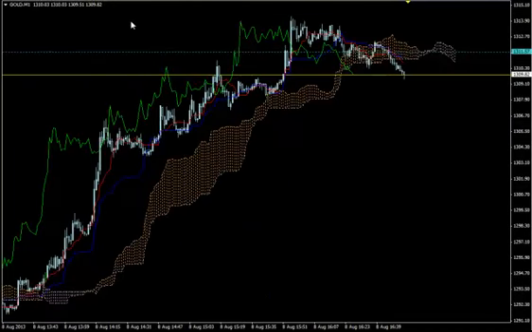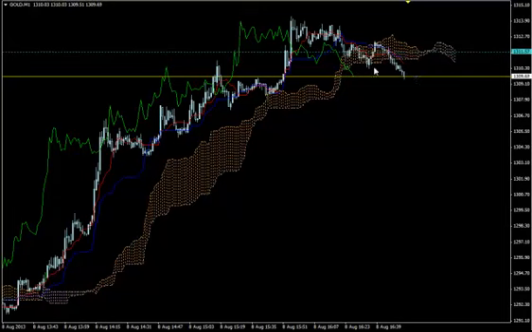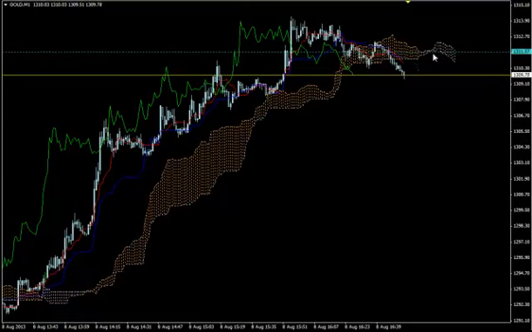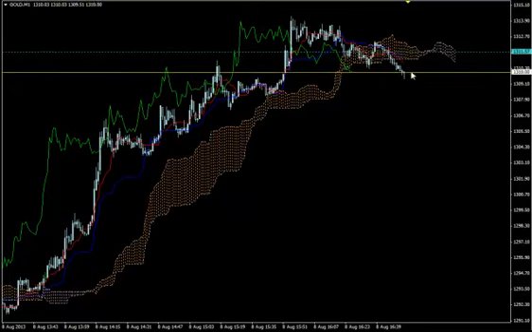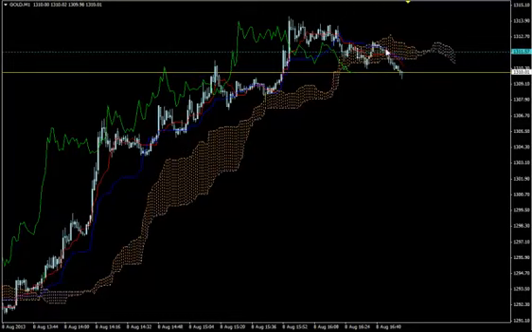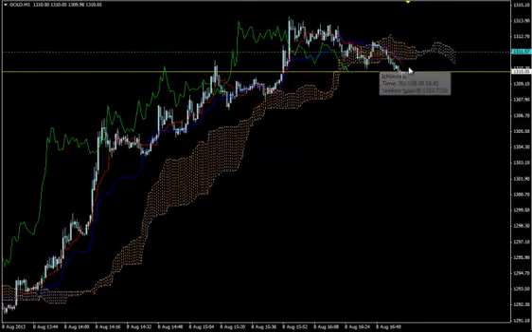Let's see what is happening on M1. On M1, this is what causes all this problem or this issue. We had a bearish Kumo breakout on M1, but on M1 everything can be reversed at any minute. So we wait for a bullish Kumo breakout to happen on M1. The leading Kumo is horizontal and the price moves sideways.